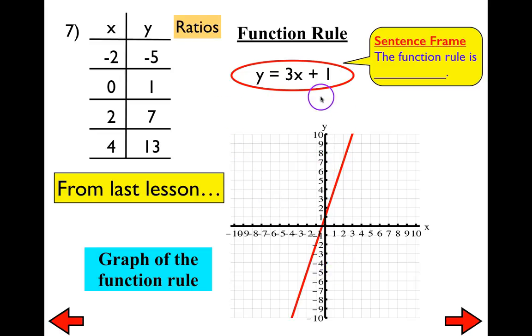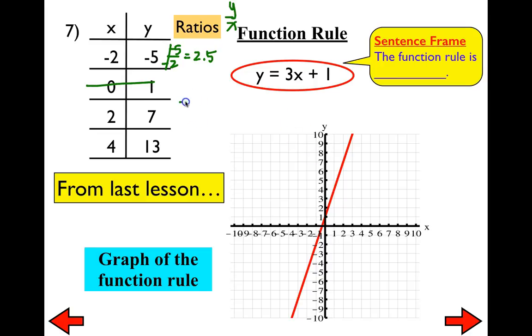But real quick, let's check to see if the ratios are equivalent. Again, we're just going to check y over x and see what happens. We have negative 5 over negative 2, which would give me 3, nope, not 3.5, 2.5. We won't check this one because this would be undefined.